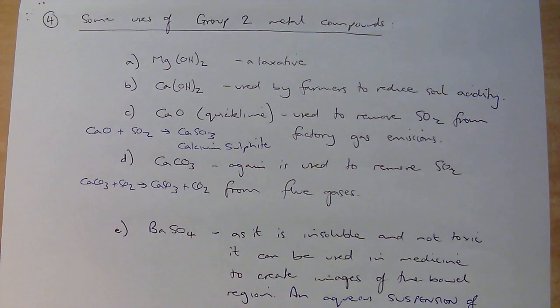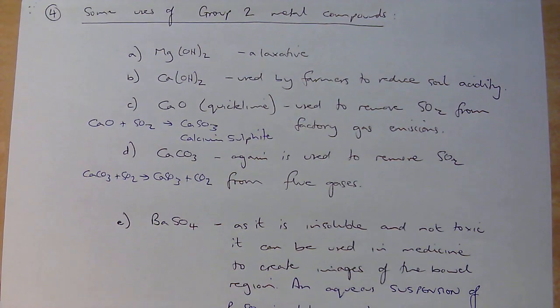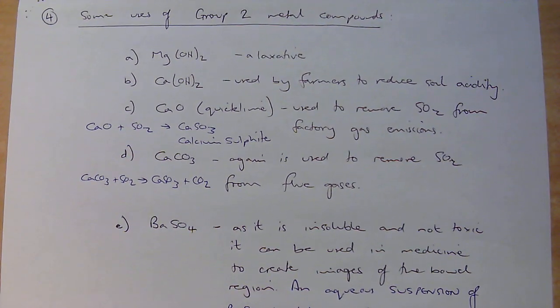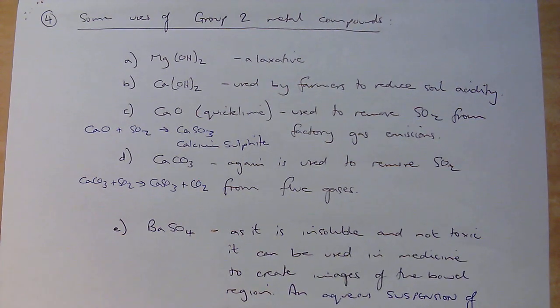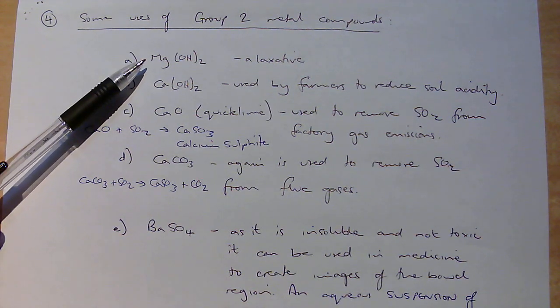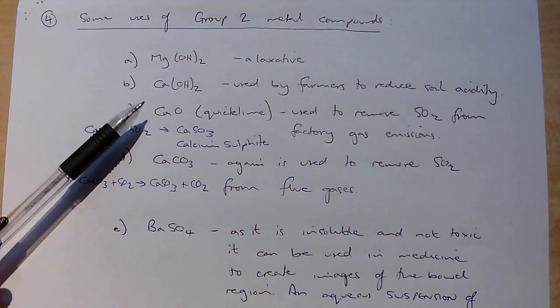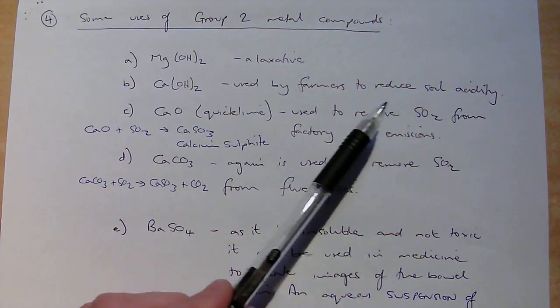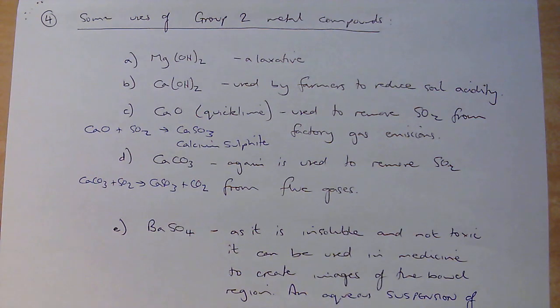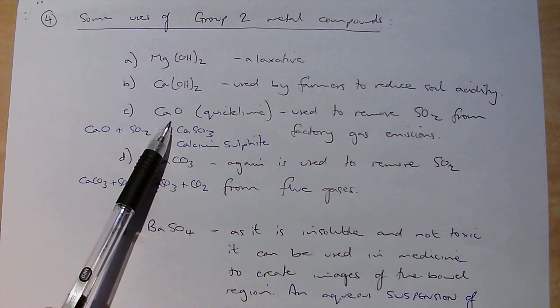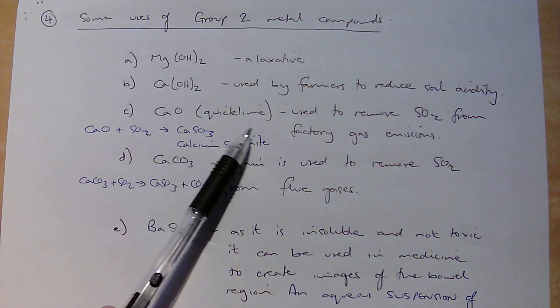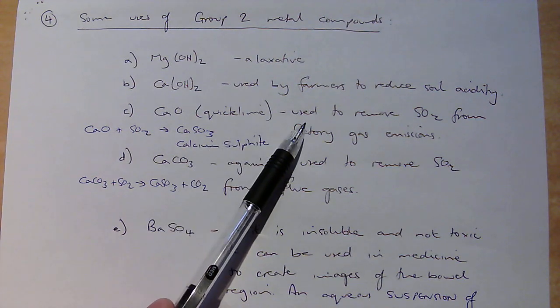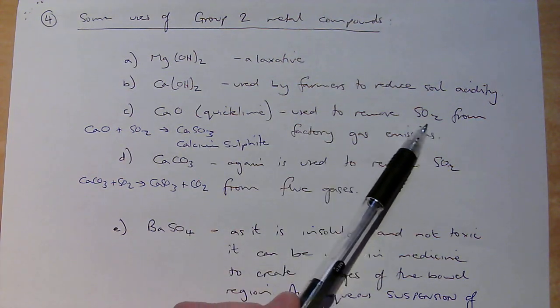Finally then, for today, let's have a look at some uses of group 2 metal compounds. Some of these are very useful to us in everyday life. Magnesium hydroxide is a laxative. Calcium hydroxide can be used by farmers to spread on the fields to reduce soil acidity. Calcium oxide, that's quicklime, can be used to remove SO2, sulfur dioxide gas, from factory emissions.